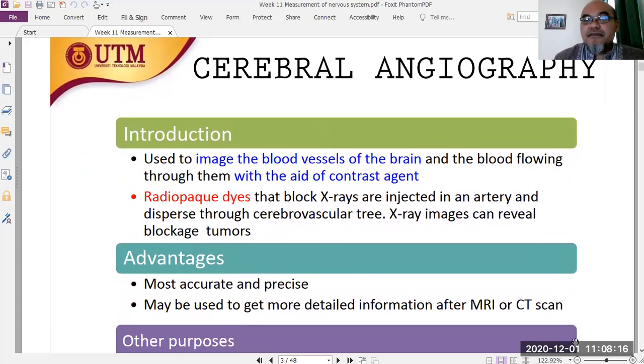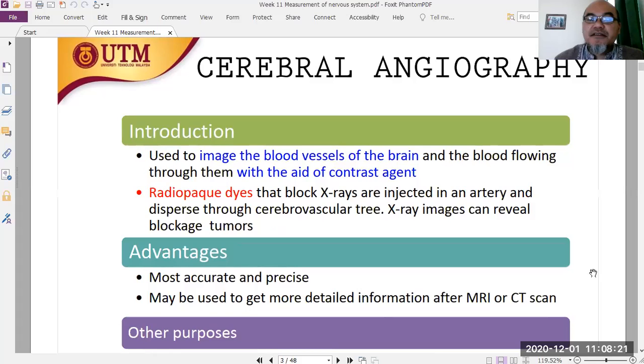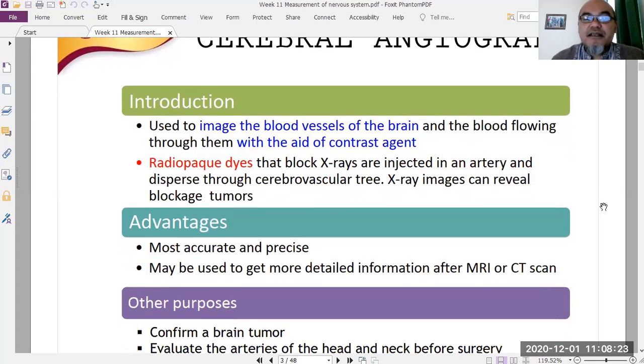First one is cerebral angiography. This is used to image the blood vessels of the brain and the blood flowing through them with the aid of contrast agents. The radio opaque dyes that block the X-rays are injected into an artery. So this will block the X-ray, and then that artery can be seen in the X-ray image. Otherwise, it will just be transparent, right? Because it is soft tissue.